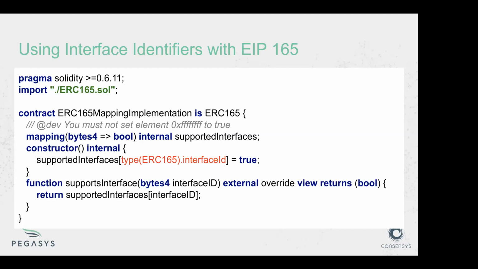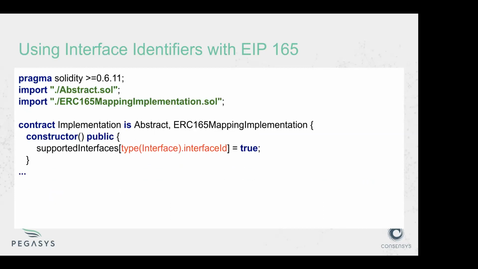So how you use all of this is, say you've got a class, for instance, you remember how we had implementation, which was abstract, which implemented the interface called interface. So then, to indicate that it supports that interface, it uses the interface ID feature like that.